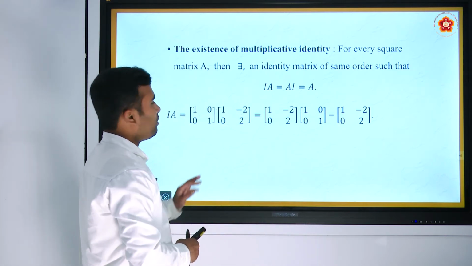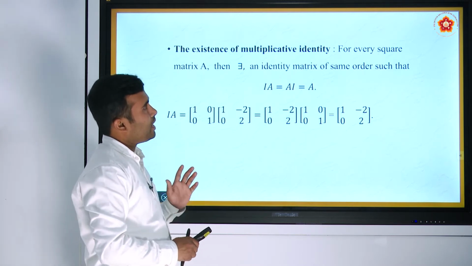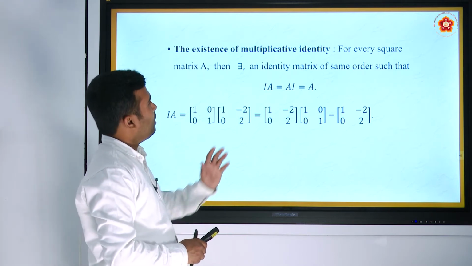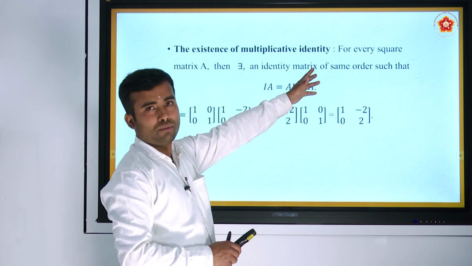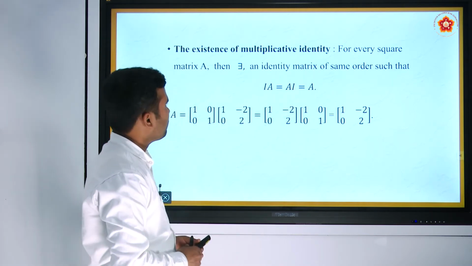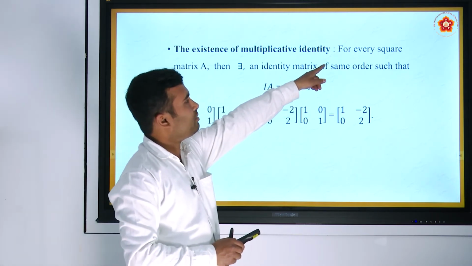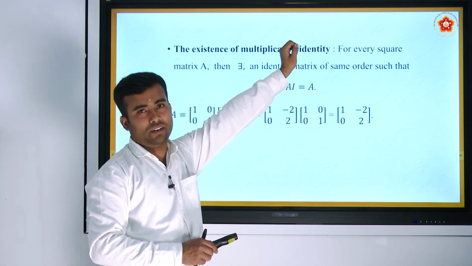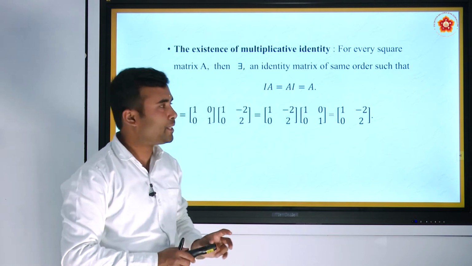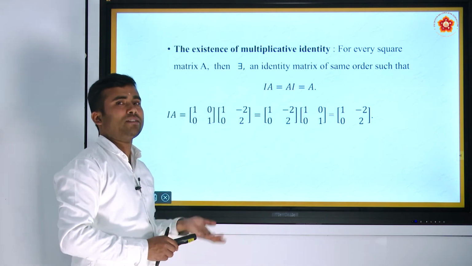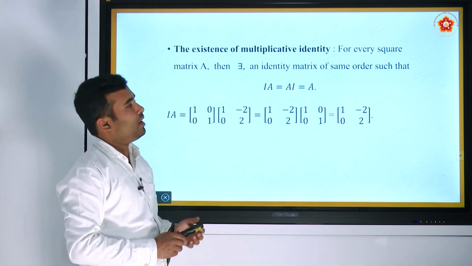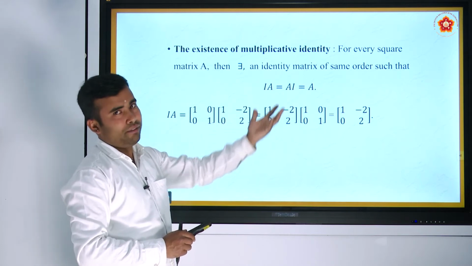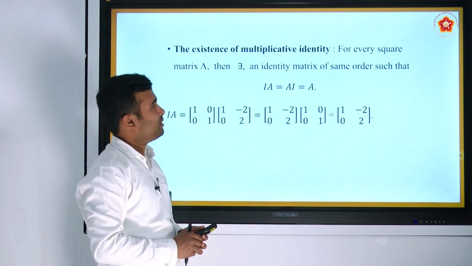That means what? We can say here I is the multiplicative identity matrix for any square matrix. Understand? I'll repeat. For every square matrix A, there exists an identity matrix of the same order. For any square matrix you may take, there exists an identity matrix of the same order, and here we can say I is the identity matrix.